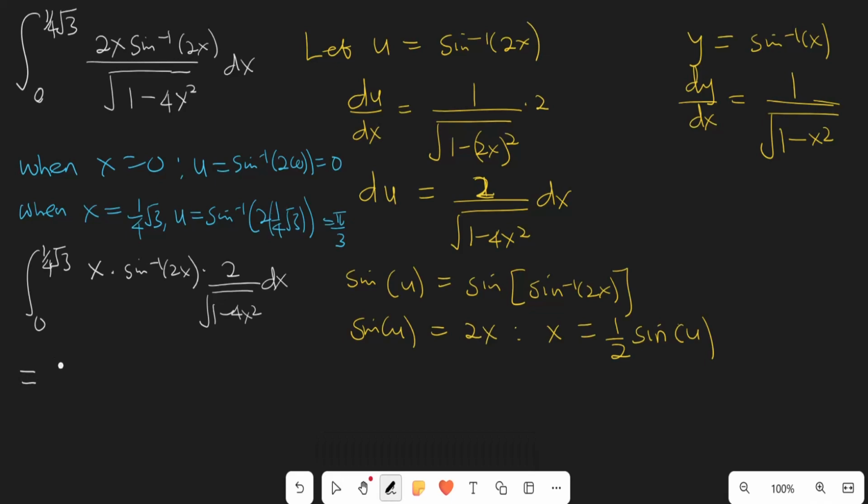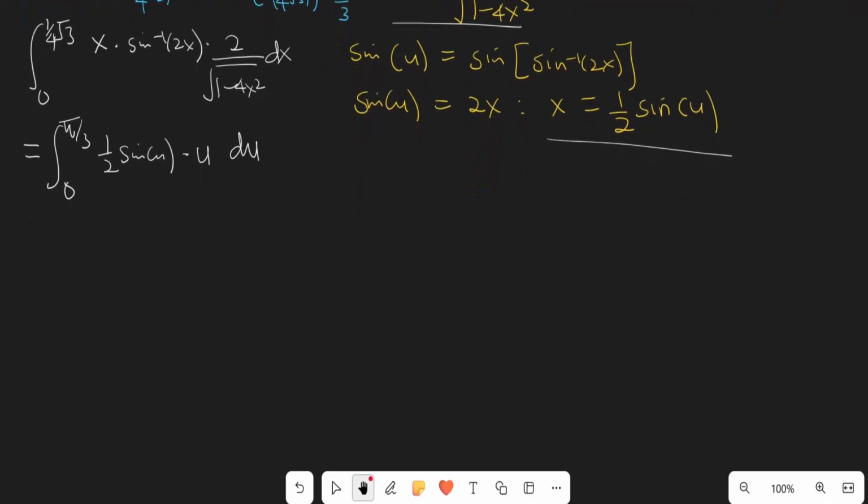So now our u world integral is going to be the integral from, instead of 0 to 1/4 square root of 3, now from 0 to pi over 3. x, we found an expression for x: x is 1/2 sine of u, times sine inverse of 2x. What is sine inverse of 2x? That is u. And what is 2 all divided by the square root of 1 minus 4x squared dx? That is just du, so we can replace that with du.